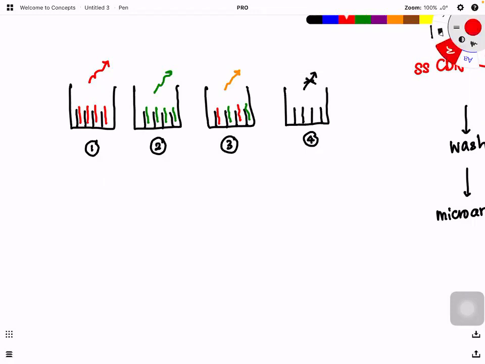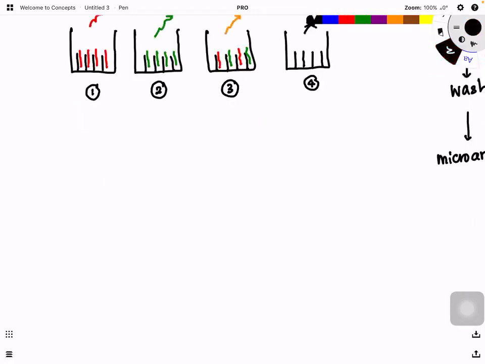For gene number 1, because it gives us a red fluorescent signal, it indicates that the cancer cell is the one that expresses it. Normal cells, because there's no green color, don't express it. So it means this gene might be the one that causes cancer. Can you see that? It is only expressed in the cancer cells, but not in the normal cells.